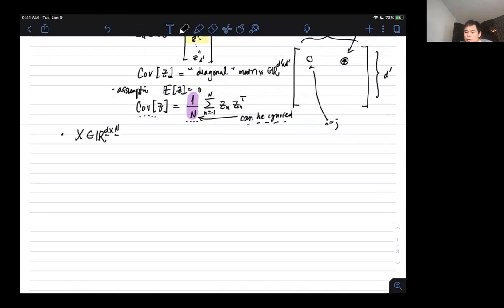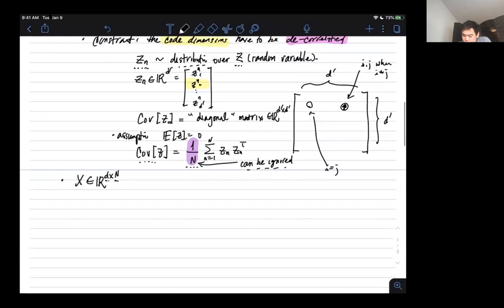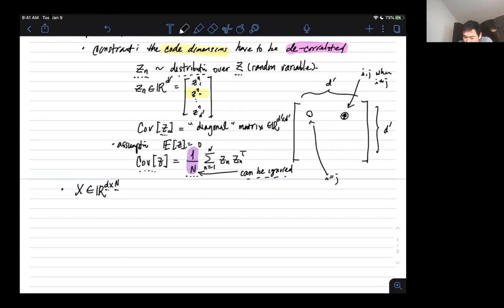So there's a question on the Zoom chat by Wen. Should it be cov Zn before the assumption? No, that's not true. This should be Z. So Z is this random variable Z. This random variable corresponds to the code vectors. And then our actual code vectors, we have n many of them. These code vectors are samples from this random variable Z following a distribution.